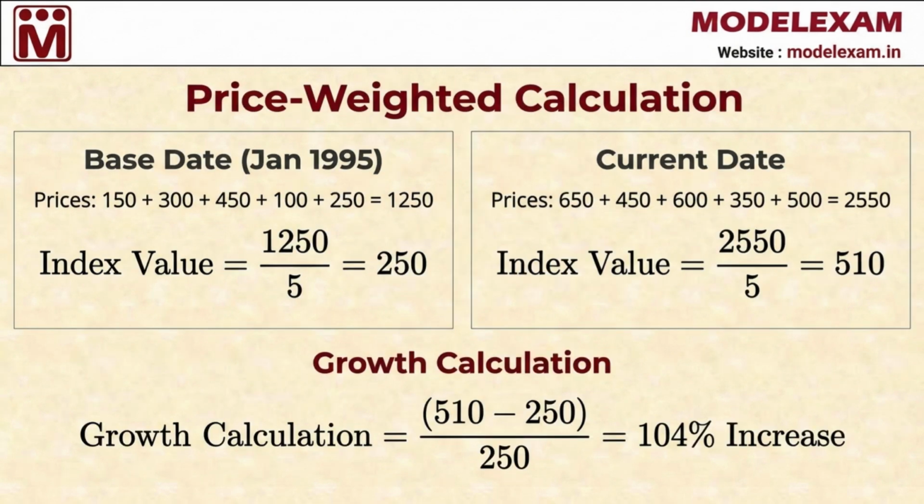To calculate this, you simply add up the prices of all the stocks in the index and divide by the number of stocks. If the total of our stock prices grows from 1,250 to 2,550, the index value moves from 250 to 510, which is a 104% gain. While this isn't as common today, some of the world's most famous indices, like the Dow Jones Industrial Average in the US and the Nikkei 225 in Japan, still use this price weighted method.